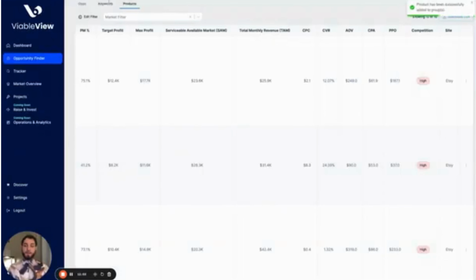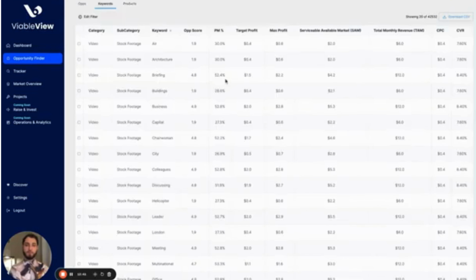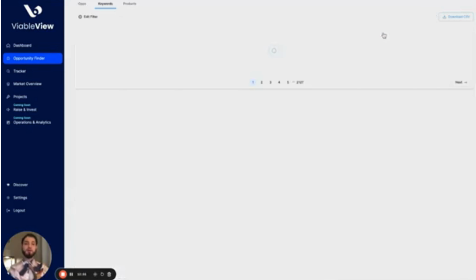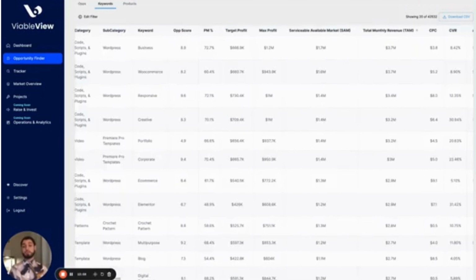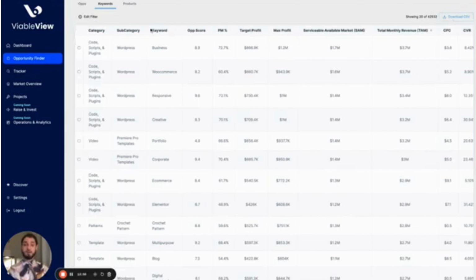Alrighty, and then we're going to finish off with keywords. Here we are. All right, so the keywords really show us all of the same data as well. We could sort by TAM here. It shows us all the same data that we have for ops and products. Really interesting. We're able to see, it's kind of similar to niche, but they're just individual keywords.